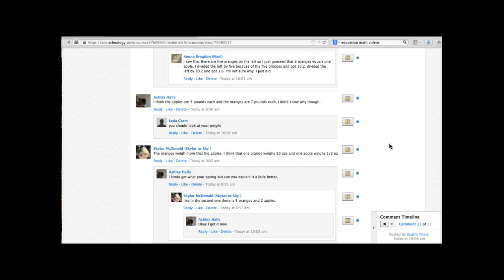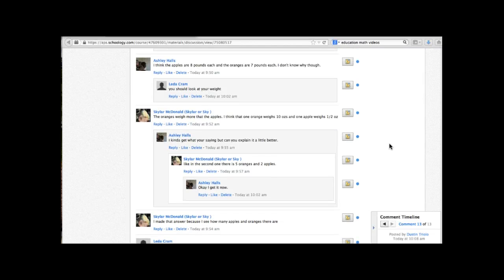So Ashley says, I think the apples are 8 pounds each and the oranges are 7 pounds each. And then, Ashley, you know you can't write it. Don't know why though, right? But you understand that all that stuff you're doing on the paper is awesome. You just want to explain what you're doing, and that would be perfect. What you want to say is that you're putting things together and seeing if they work out, and that's perfect.